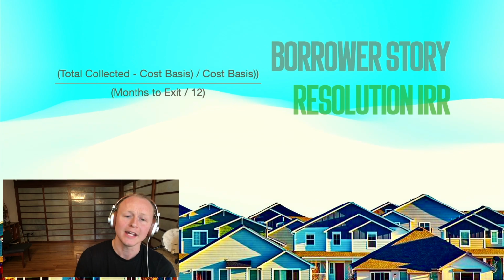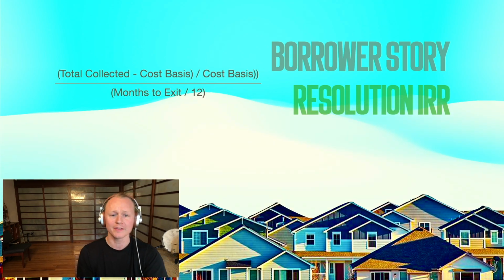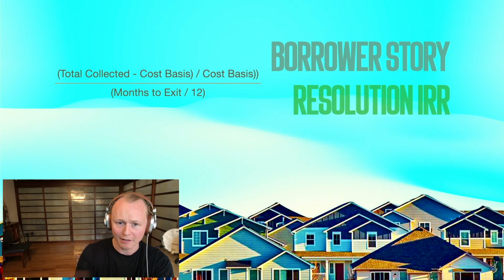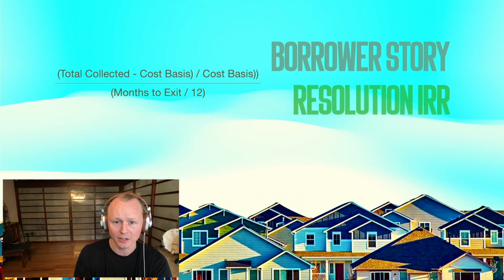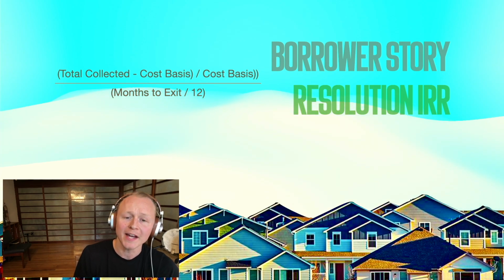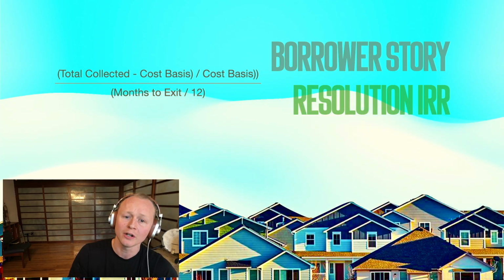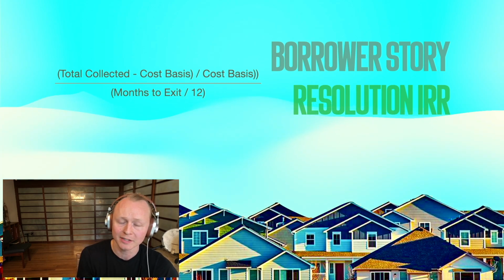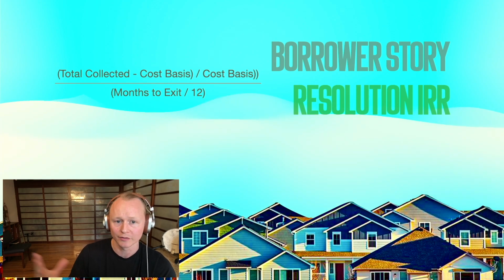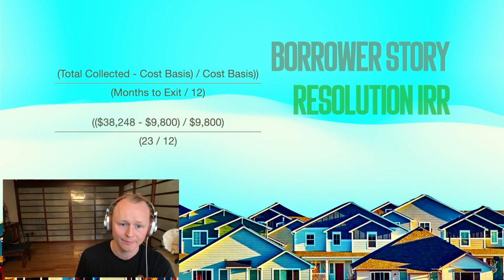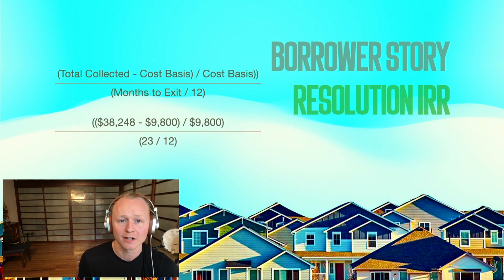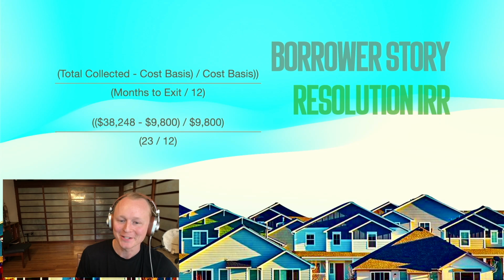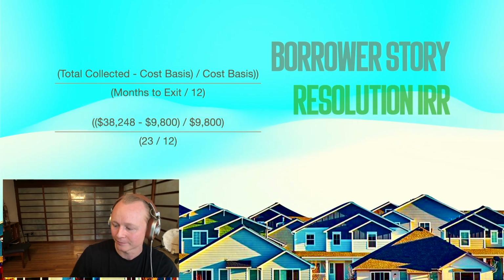And the first thing here is to take the total amount collected, that $38,000 minus the $9,800 cost basis, divided by the cost basis, which that formula is pretty simple. You'll recognize it as the ROI, return on investment. But then to calculate the internal rate of return, we just put that into context of the time value of money by taking the months that it took to exit the deal divided by 12 to annualize it. So in this case, that's $38,248 minus $9,800 divided by $9,800 divided by 23 over 12 to put it into context of an annual return.